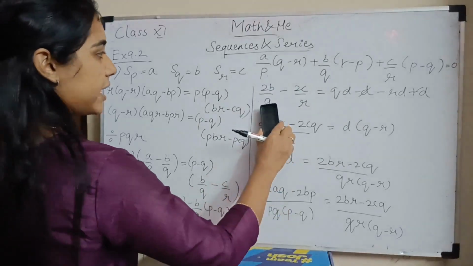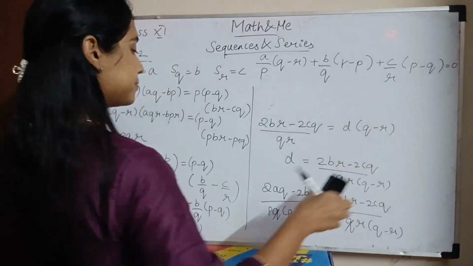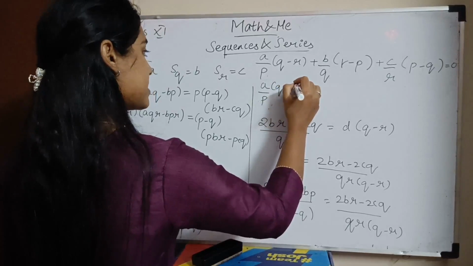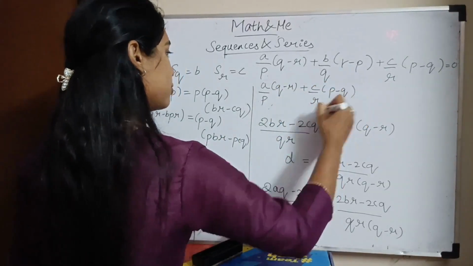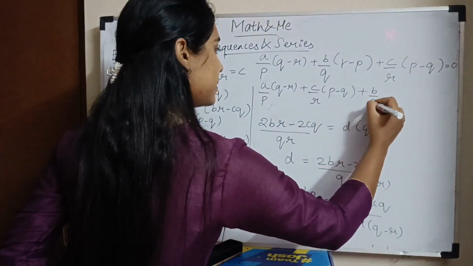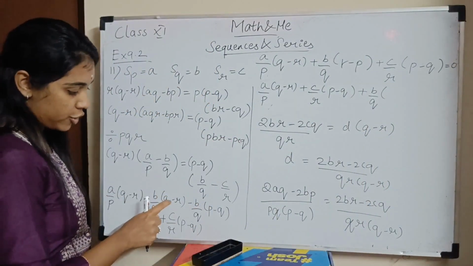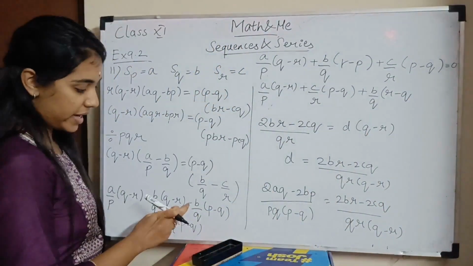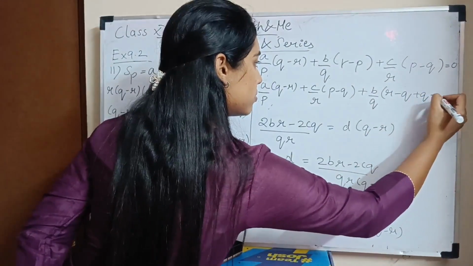So let me erase the first line. So you have A by P times Q minus R plus C by R times P minus Q. So what do I have? I'll take the B by Q outside. So let me write plus B by Q. So the minus goes inside. Minus of Q minus R, so this becomes R minus Q. In Q I have minus of P minus Q, so this becomes Q minus P. So plus Q minus P.